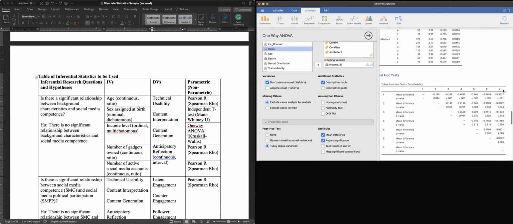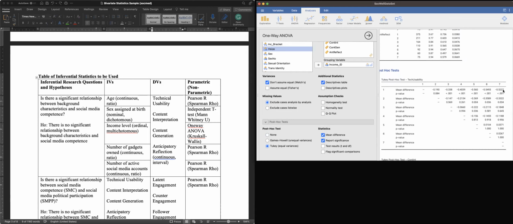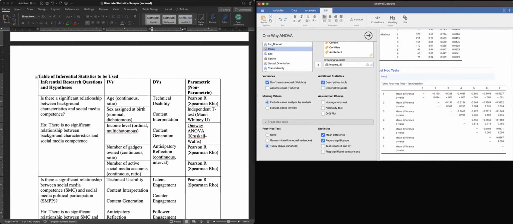Usually what you will find here is group 1 versus group 2, group 1 versus group 3. So it's like a round robin. Group 1 versus group 4, group 1 versus group 5. And then what you will investigate here are the cross sections with p-value less than 0.05. Those cross sections are where we find the difference.